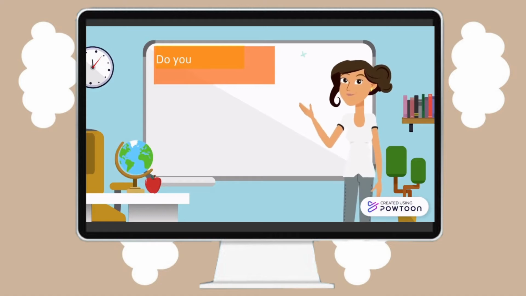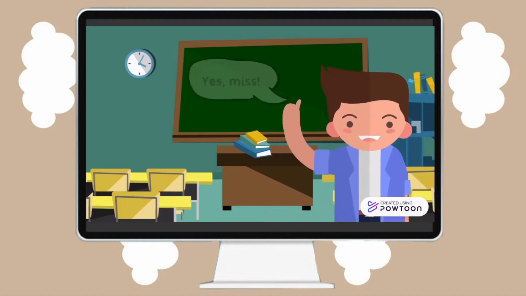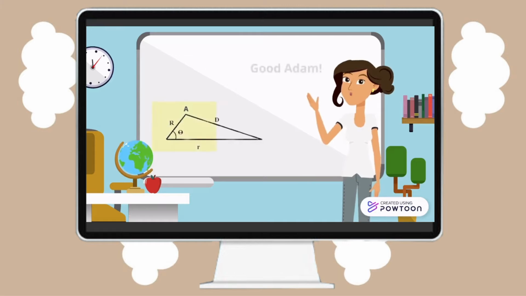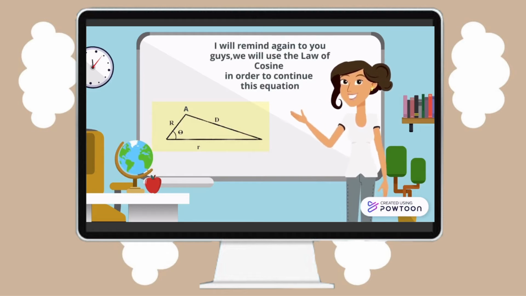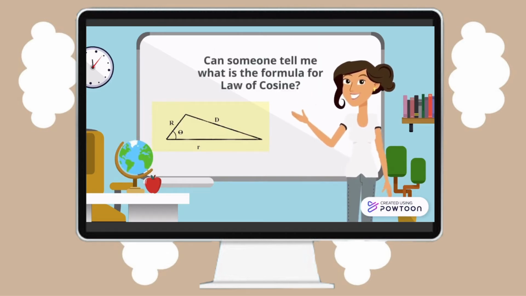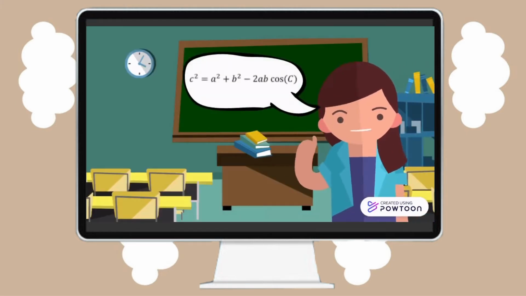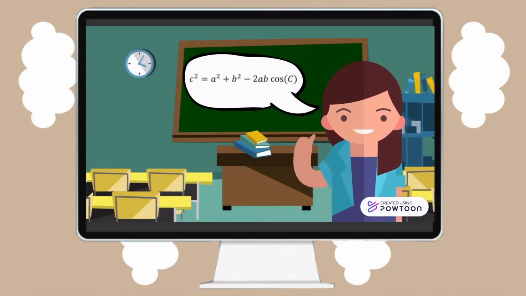Before we get started, I want to ask you guys, do you still remember this triangle? Yes, Miss. Good, Adam. I will remind you guys again. We will use the law of cosine in order to continue this equation. Can someone tell me what is the formula for law of cosine? The formula is c squared equal a squared plus b squared minus 2ab cos c.